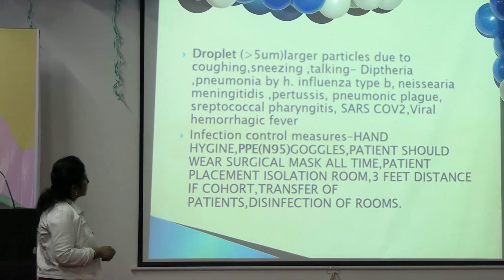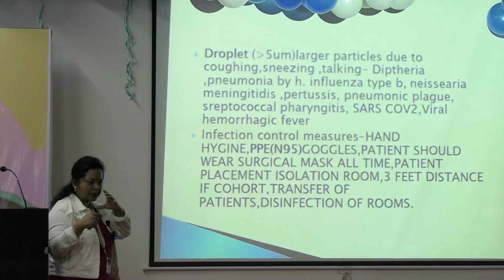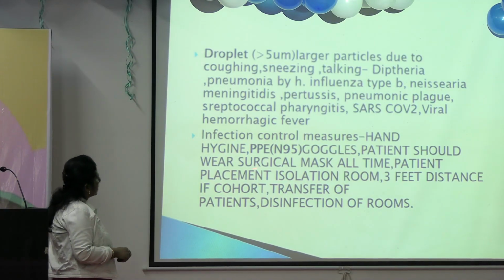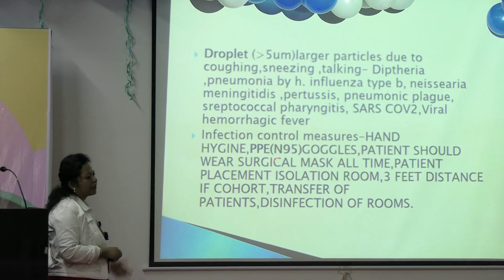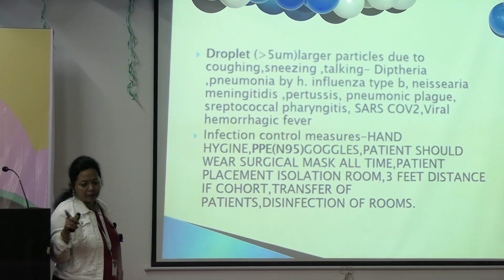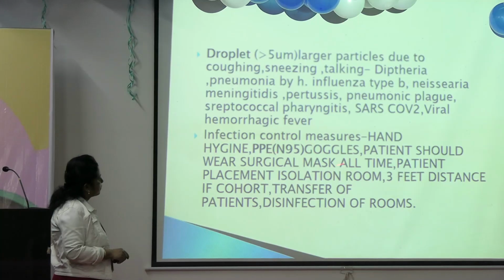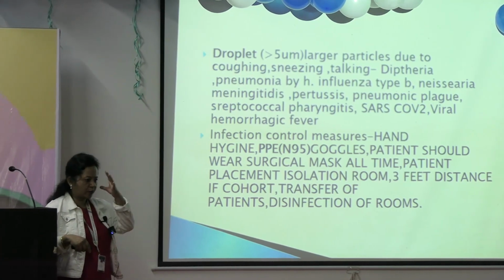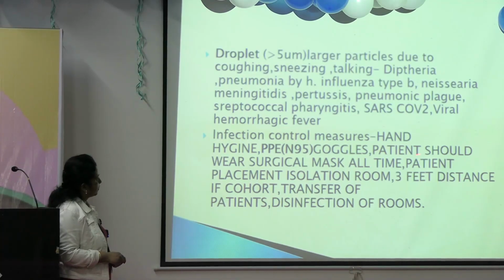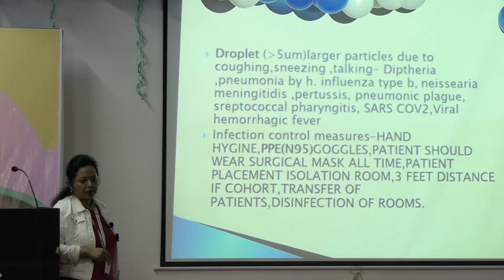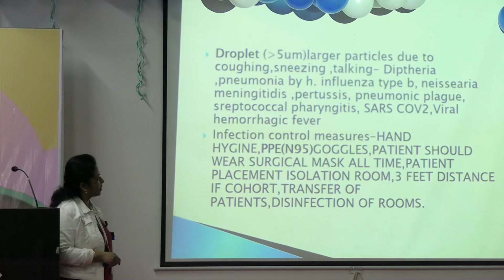Infection control measures, what you have, obviously you have to put a mask. You have to wear a mask in this. What is it? Hand hygiene, PPE, N95 mask. You know this N95? We used to use it during COVID. So this is N95. Then goggles, because if you are doing any procedure on that patient, you have to put on goggles. Then the patient should wear a surgical mask all the time. Okay? Patient should wear a surgical mask all the time.